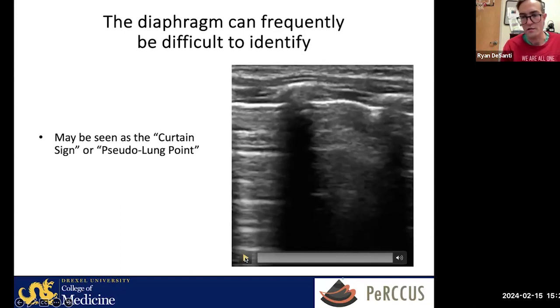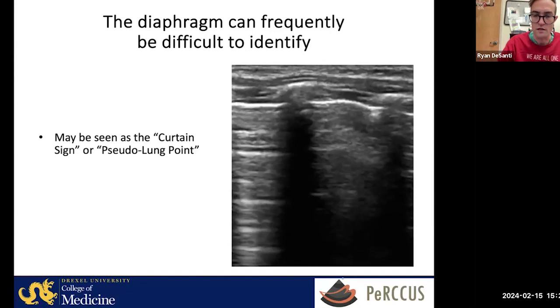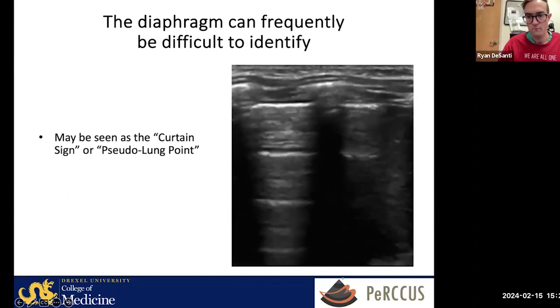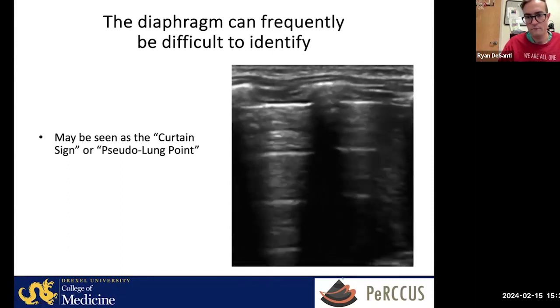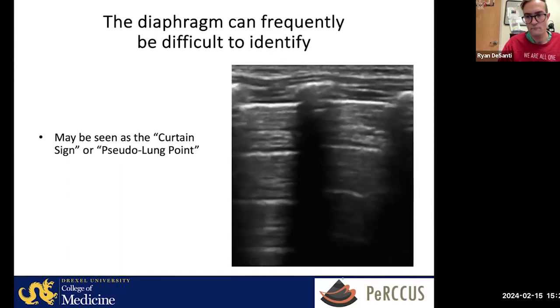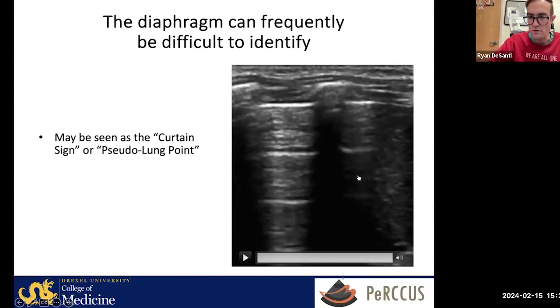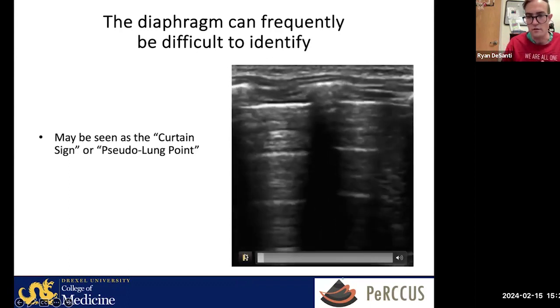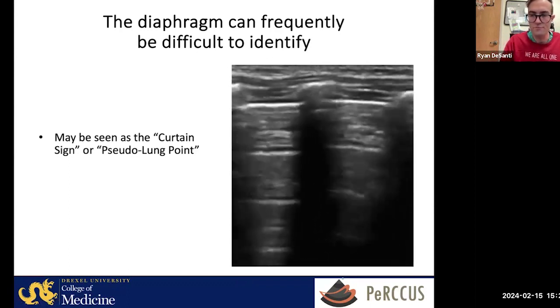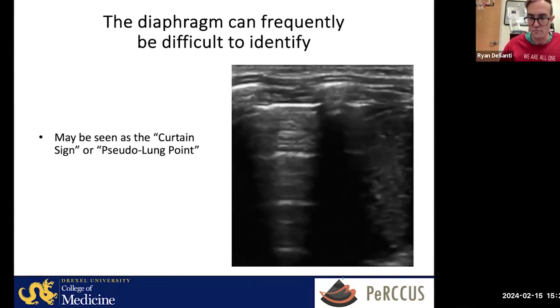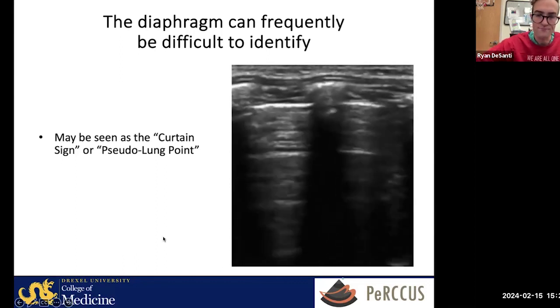What we'll see in this image is a normally aerated lung sliding back and forth across the solid organ. And so in this image, we can see the solid organ and the normally aerated lung with the lung sliding across the image. And this is the region where we are seeing the diaphragm, the junction between the abdominal organs and the lungs.